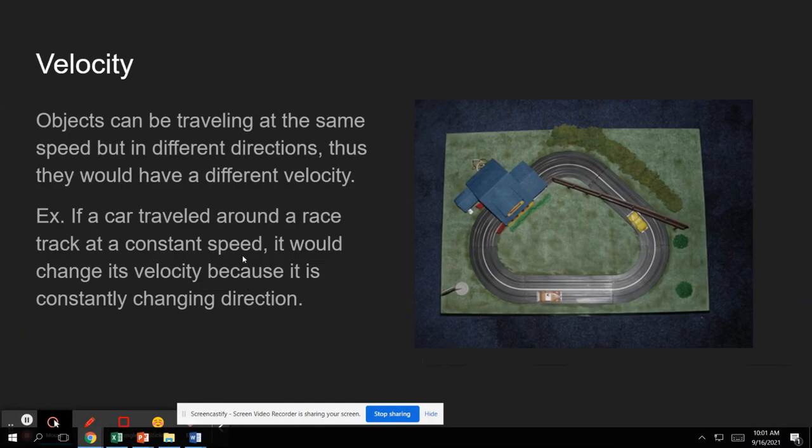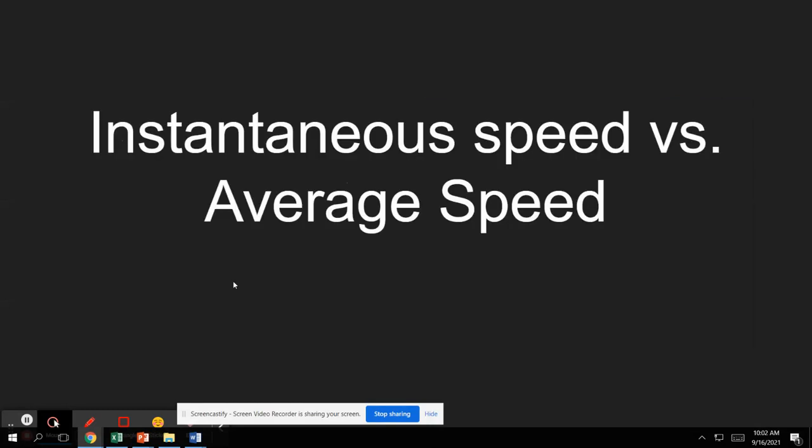An object can be traveling at the same speed but in different directions, and they would have a different velocity. It's traveling at the same speed, but the velocity is different because the object is constantly changing direction. Velocity depends on both the number and the direction. So if an object is driving in a circle, it could be going at the same speed, but the velocity is changing because it is turning. Velocity 50 miles an hour north is different from 50 miles an hour south, because the direction is changing.